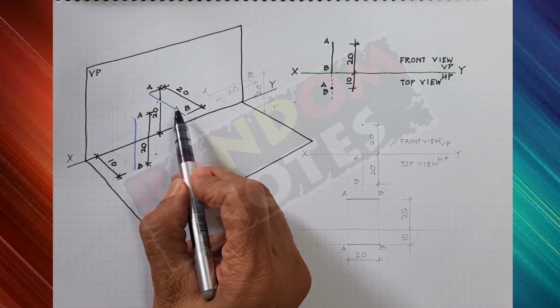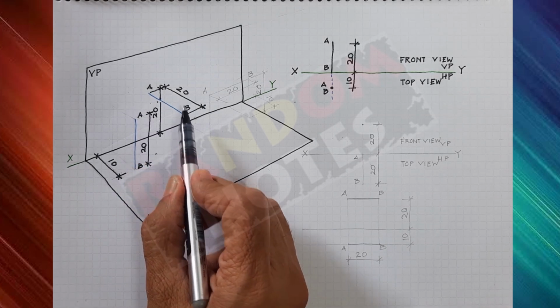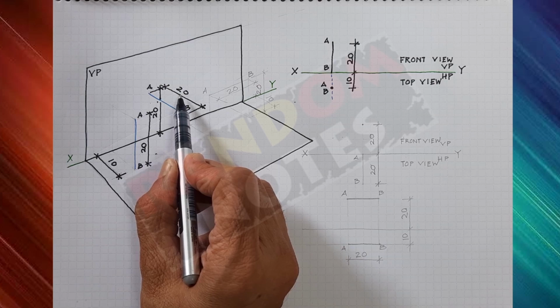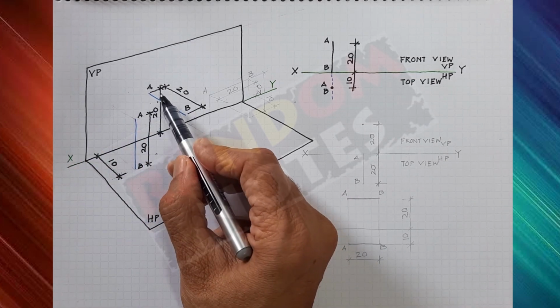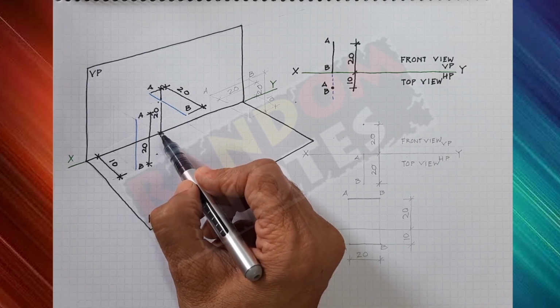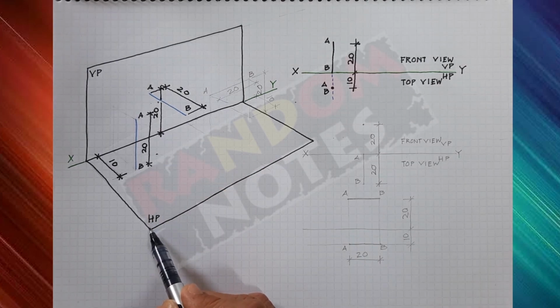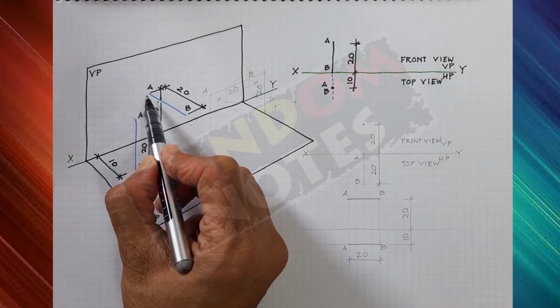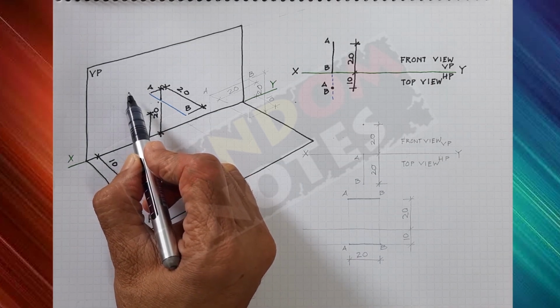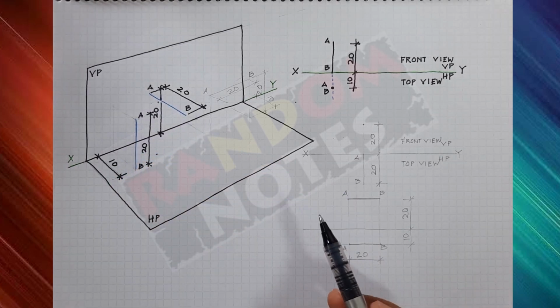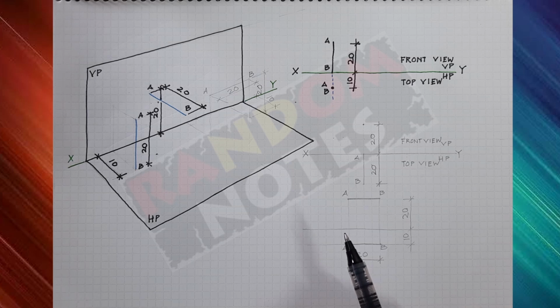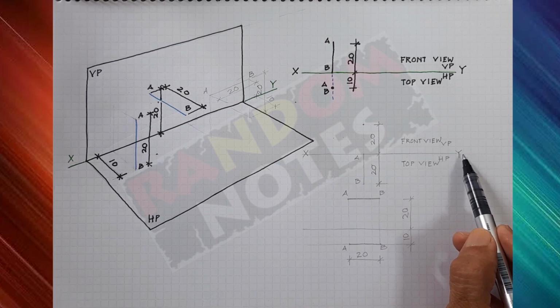This is the second condition. Line AB, which is 20 mm long, is perpendicular to the vertical plane. The line is placed 20 mm above the horizontal plane and point A is touching the vertical plane, which means when I make the line in my front view or the top view, the line would be actually touching the XY line.